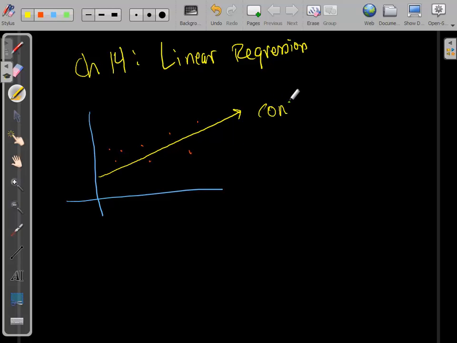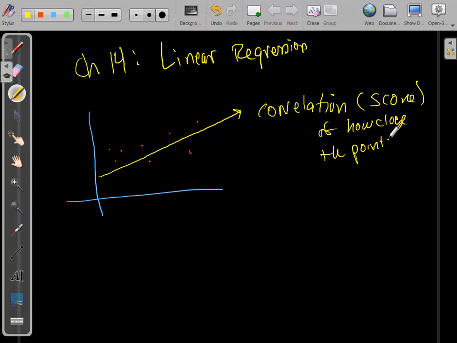So correlation was this ranking or this score of how close the points fall on the straight line.